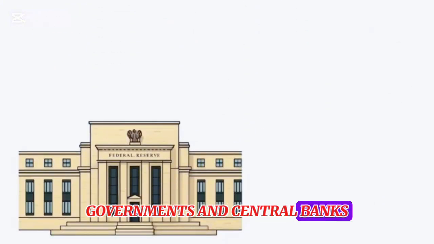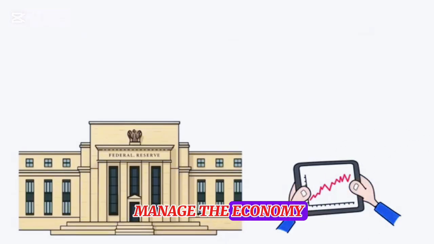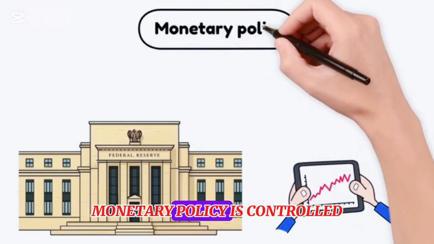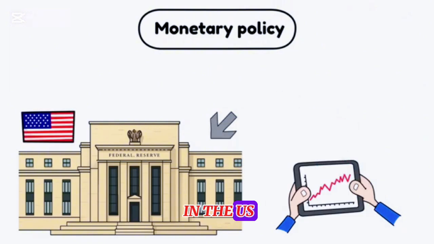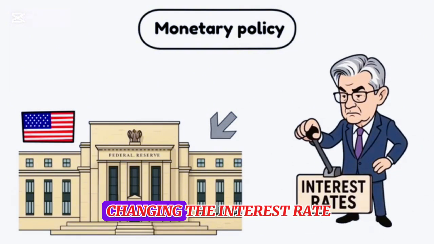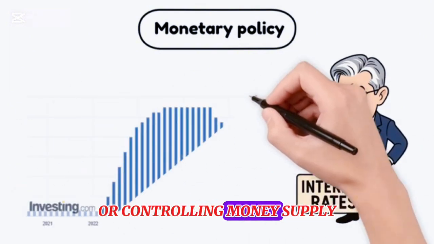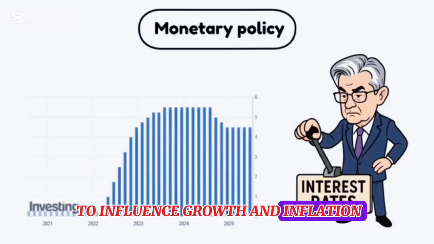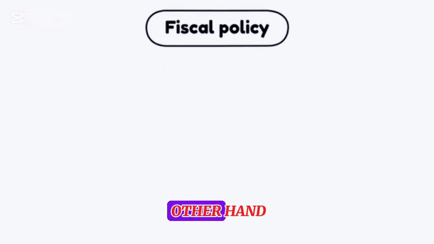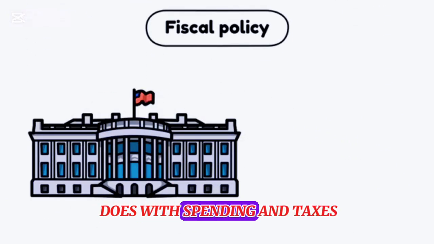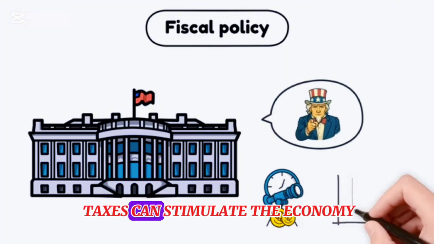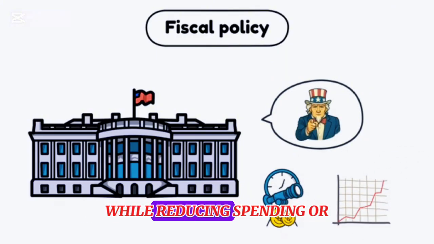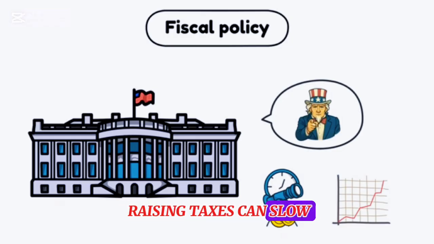Governments and central banks use different tools to manage the economy. Monetary policy is controlled by central banks, like the Federal Reserve in the U.S., and includes actions like changing the interest rate or controlling money supply to influence growth and inflation. Fiscal policy, on the other hand, is what the government does with spending and taxes. Increasing spending or cutting taxes can stimulate the economy, while reducing spending or raising taxes can slow it down.